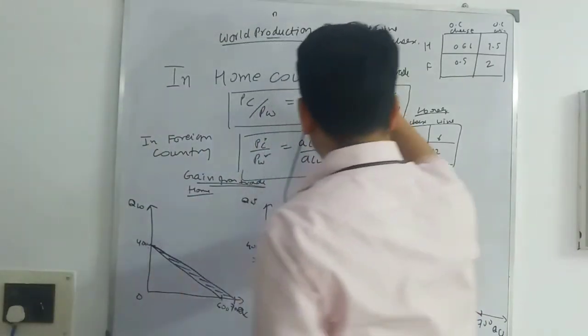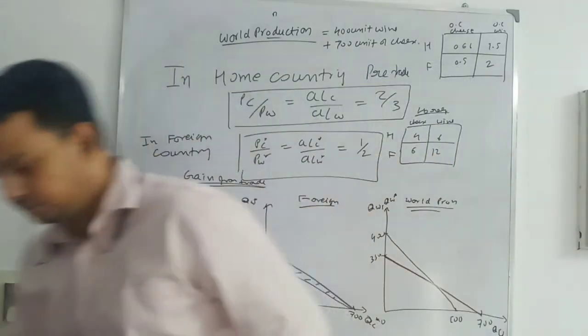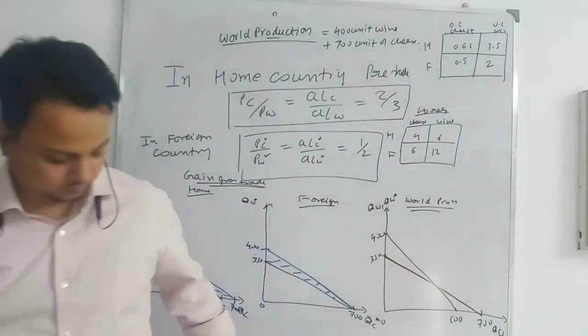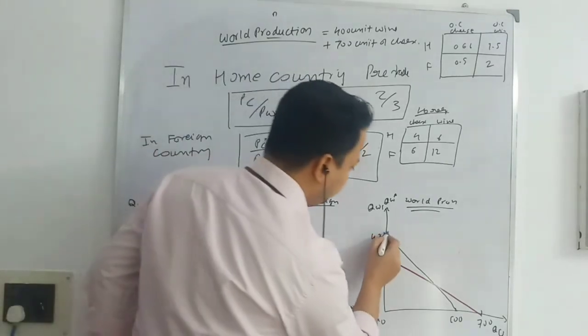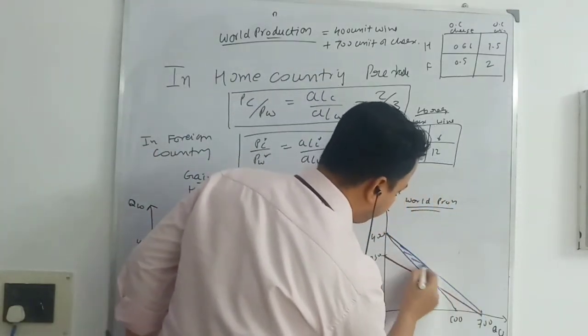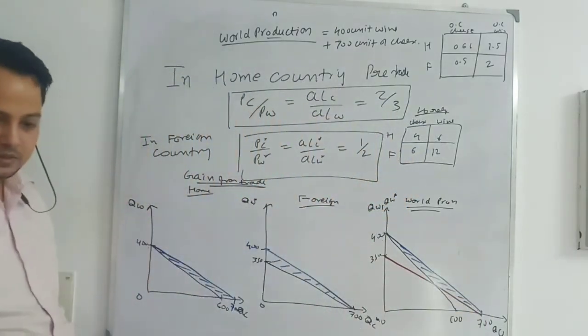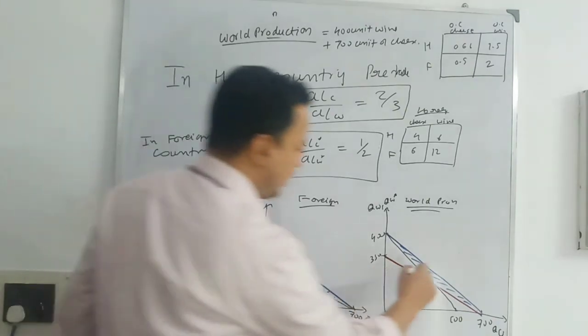What will be world production? World production we have 400 and 700. I am using blue pen. This is world production. Both countries, you can see, can consume outside their production possibilities. Right? Yes or no? This is what we have gained from trade.